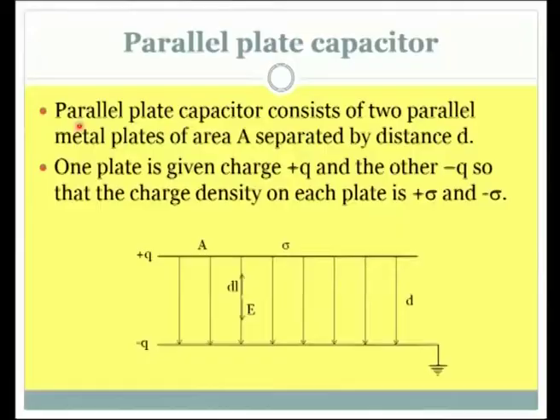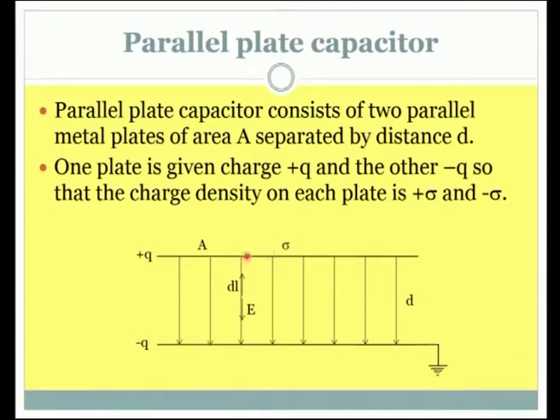Now, we are going to move on to a very important arrangement, which is the parallel plate capacitor. We will take that up for discussion. A parallel plate capacitor consists of two parallel metal plates of area A separated by a distance d. One plate is given charge plus q and the other minus q. This might be due to induction and the process I do not want to discuss further. So, the charge density on each plate is plus sigma and minus sigma. They are the charge densities on them.